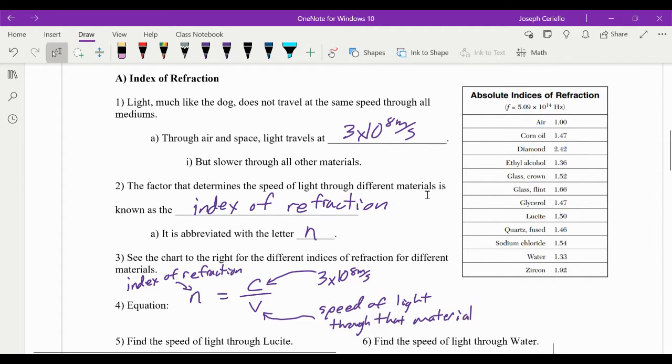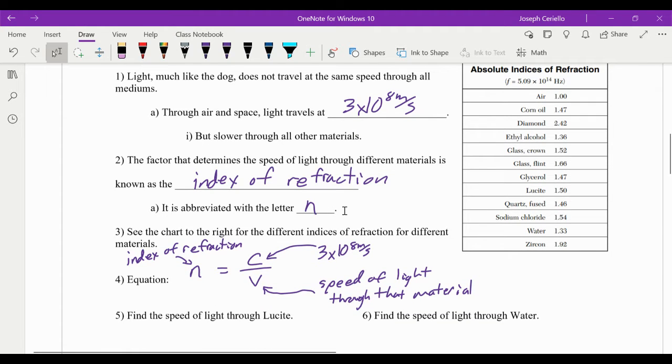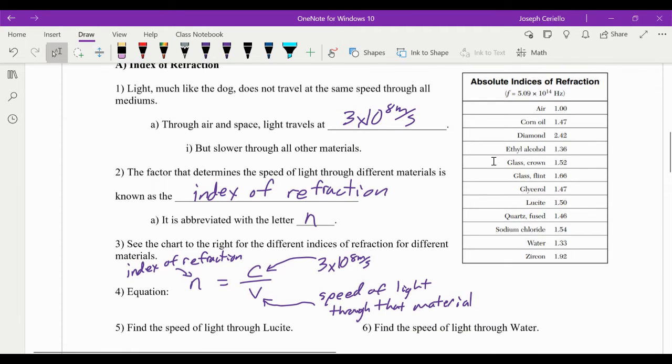The factor that determines the speed of light through different materials is known as the index of refraction. It's abbreviated with a lowercase letter n. If you look at this chart here, these are indices of refraction for all different materials. You don't really need to worry about the frequency up top, just ignore that. What we have here is the index of refraction for all different materials. For air, it's 1, Cornell 1.47, and so on. You could check all those out.